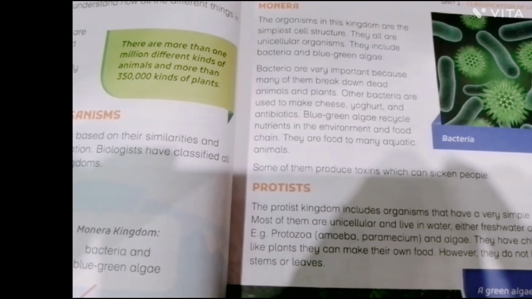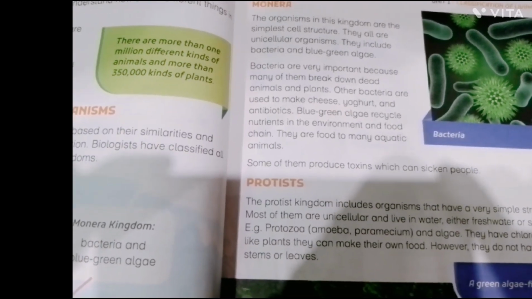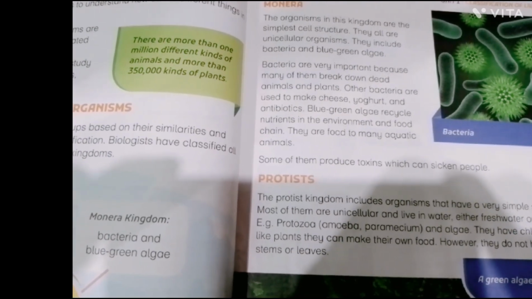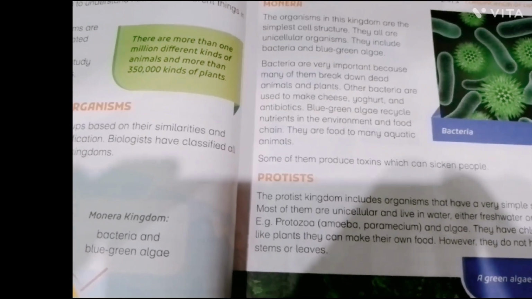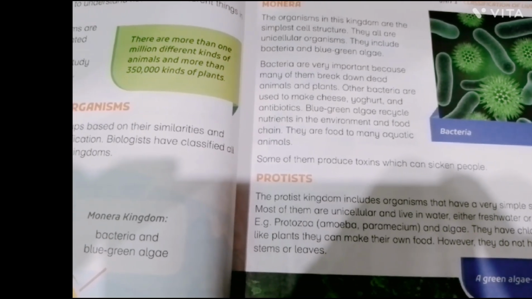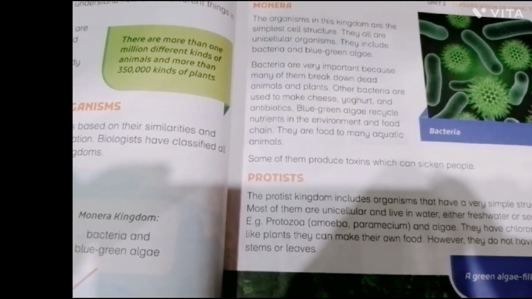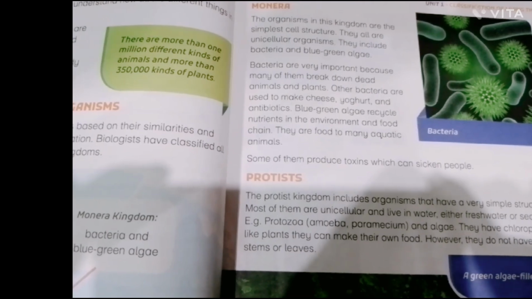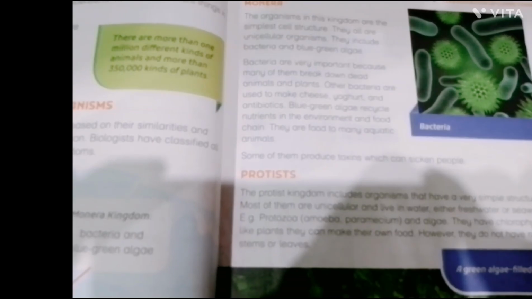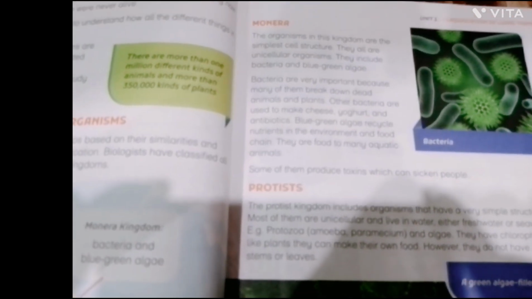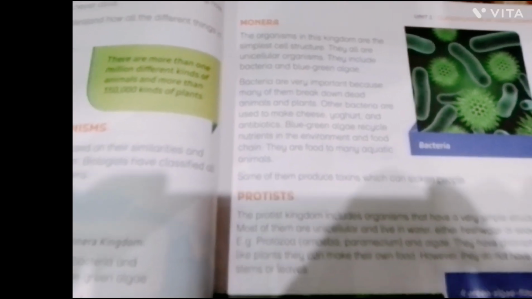And we know that bacteria and fungi are decomposers that break down dead animals and plants. Other bacteria are beneficial and are used to make different things, for example cheese, yogurt, and antibiotics. The blue-green algae recycle nutrients in the environment and the food chain. They are food for many aquatic animals. Some of them produce toxins which can make people sick.